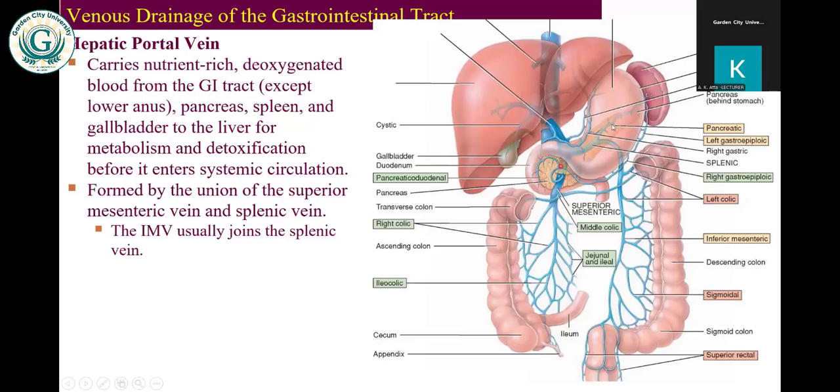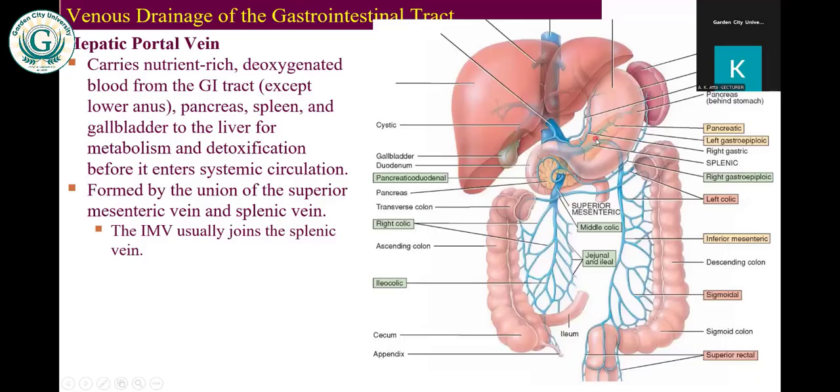It's formed by the union of the splenic vein and the superior mesenteric vein. So this is the superior mesenteric vein and this is the splenic vein. They join to form the portal vein. The inferior mesenteric vein drains into the splenic vein.